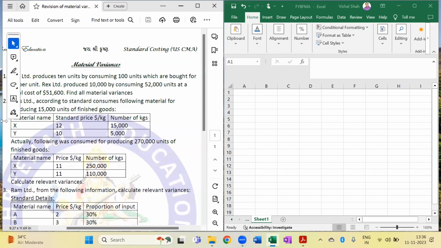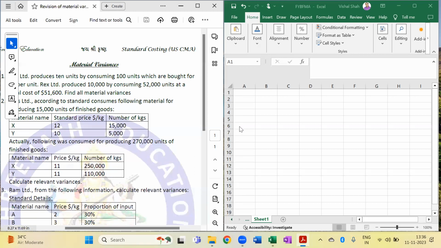Good afternoon all. Today we are going to do revision of material variances as per US CMA. I have selected three different sums. Why three different sums? Definitely just to explain the three different types. Can anyone let me know what are the three different types of material variances?